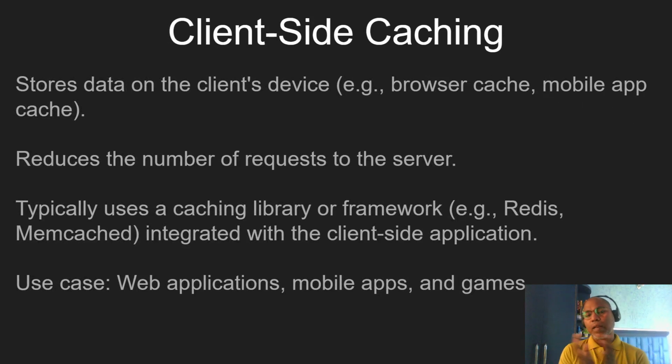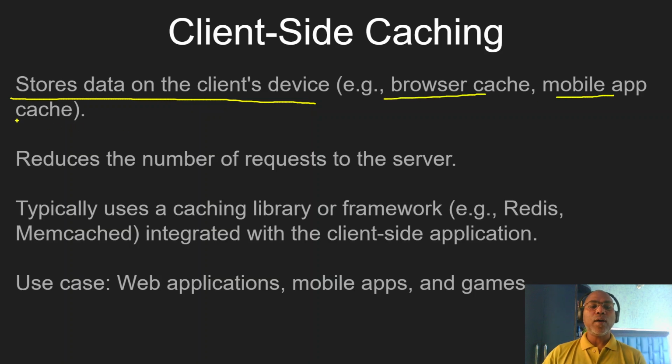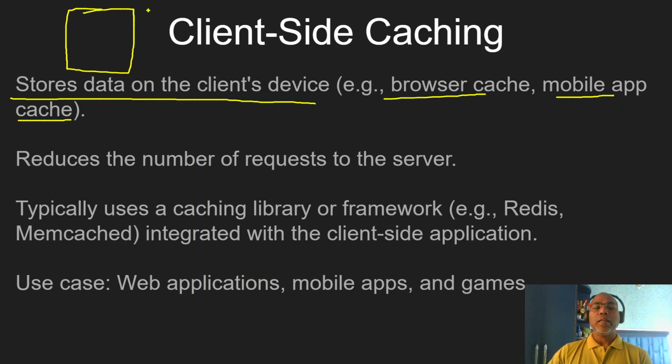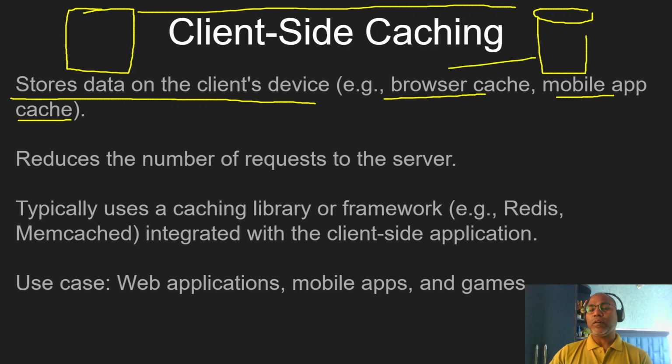Let's talk about client-side caching. That means storing data on the client side. Client side means my browser cache, my mobile cache, my mobile app. Whatever mobile app or browser you are using, this platform also provides a caching mechanism, so we can use it on the client side. So what happens? Let's say this is my browser. It sends a request to my application server, and the server responds.